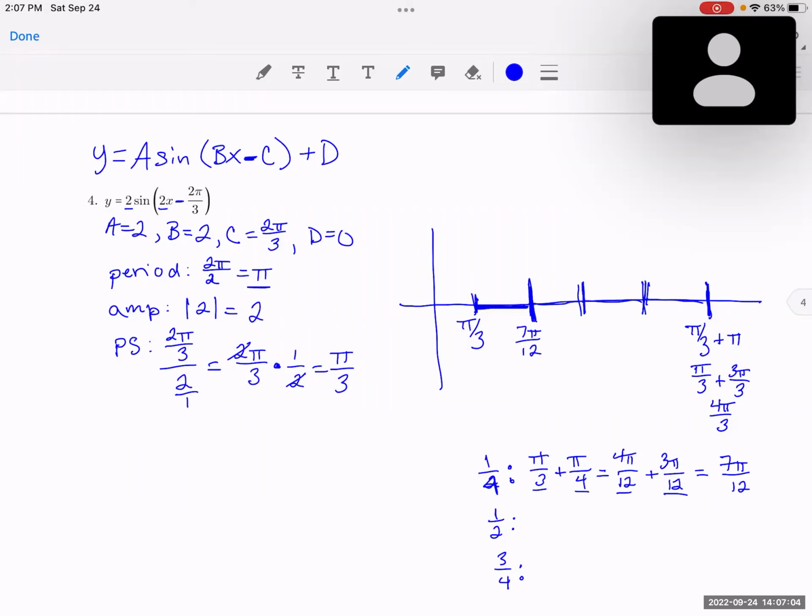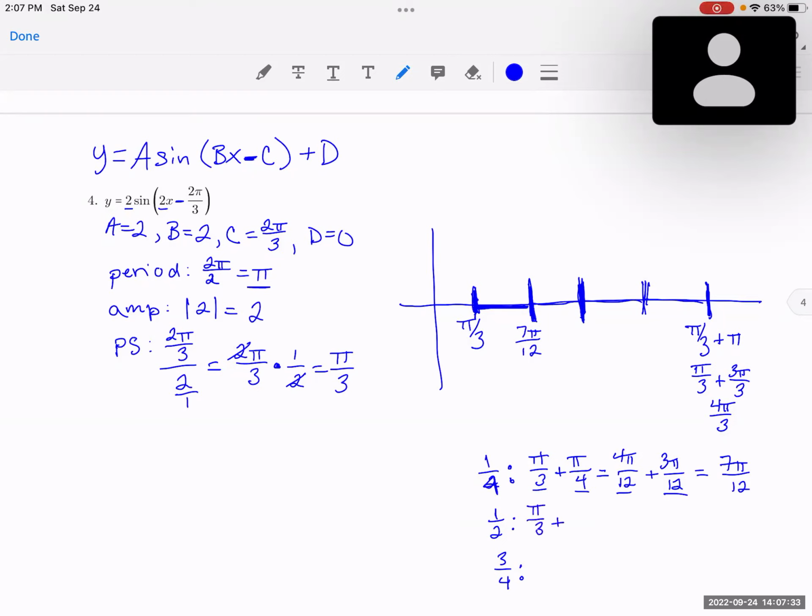Okay, great. Now, to get my halfway point right here, you can either start at the 7 pi over 12 and add another pi over 4, or you can start at the beginning and add 2 pi over 4s to get to my ending point. I like to do that, but it's really up to you, because it makes more sense in my brain as I'm working here.